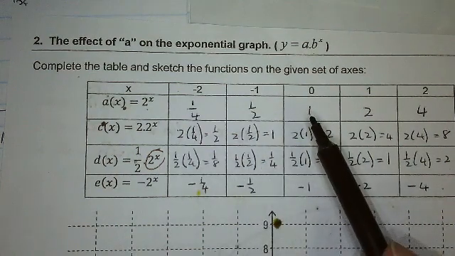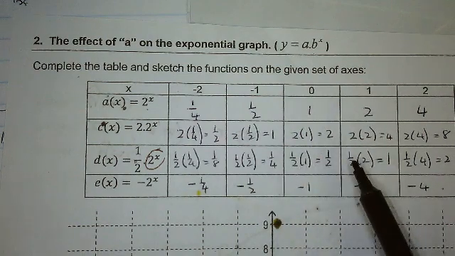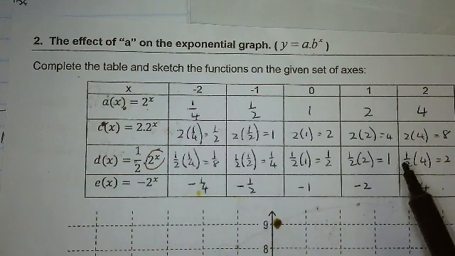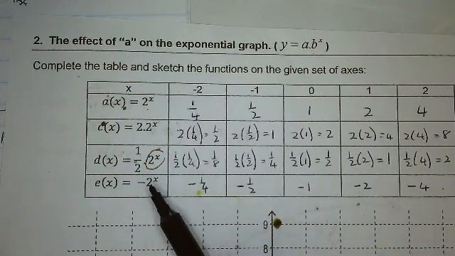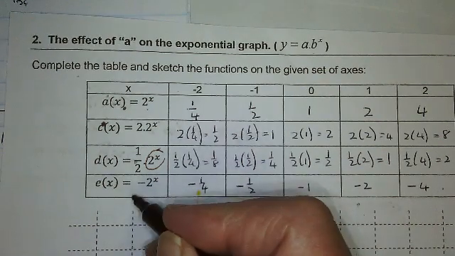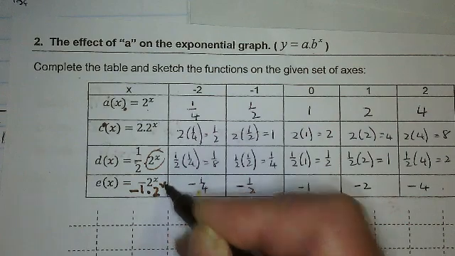Times by that one, times by a half. Take the 2 times by a half. Take the 4 times by a half. What's happened with this one here? It's not that it's -2. That actually means -1 times 2 to the x.